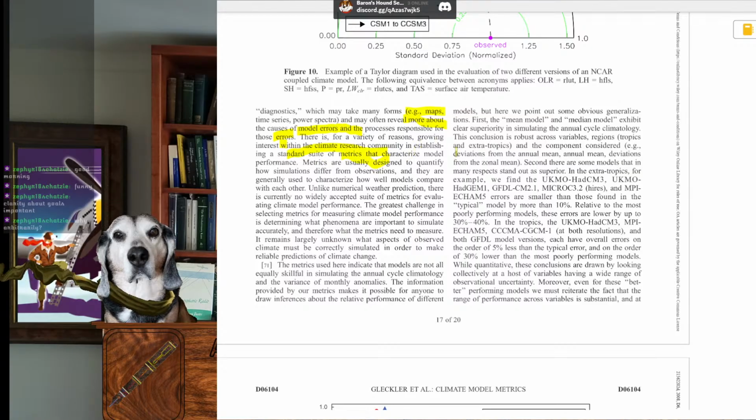Metrics are usually designed to quantify how simulations differ from observations, and they are generally used to characterize how well models compare to each other. Unlike numerical weather predictions, there are currently no widely accepted suite of metrics for evaluating climate model performance. The greatest challenge in selecting metrics for model performance is determining what phenomena are important to simulate accurately and therefore to know which metrics need to be measured. It remains largely unknown what aspects of observed climate must be correctly simulated in order to make reliable predictions of climate change, right? So this is still an area of open research.